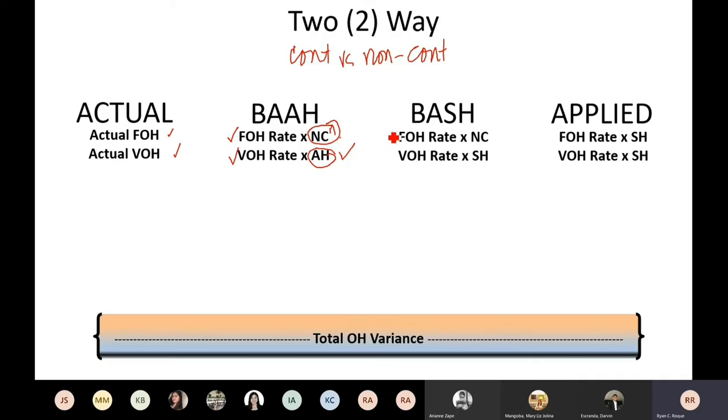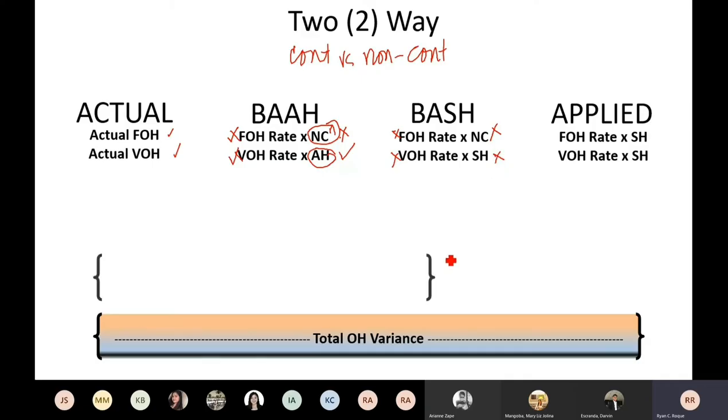Ang BASH, FOH rate, hindi controllable. Eh, ba't ito naka-check? Okay? So, ang normal capacity, sabi natin kanina, hindi controllable. FOH rate, hindi controllable. SH, hindi controllable. Lahat pala hindi na controllable.